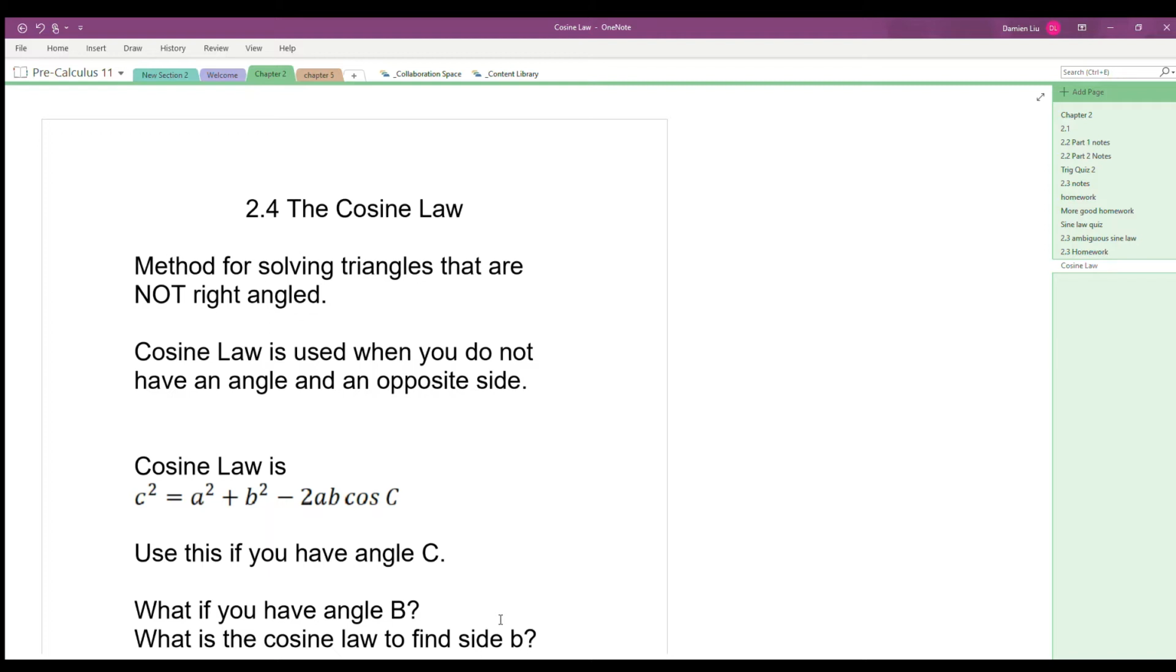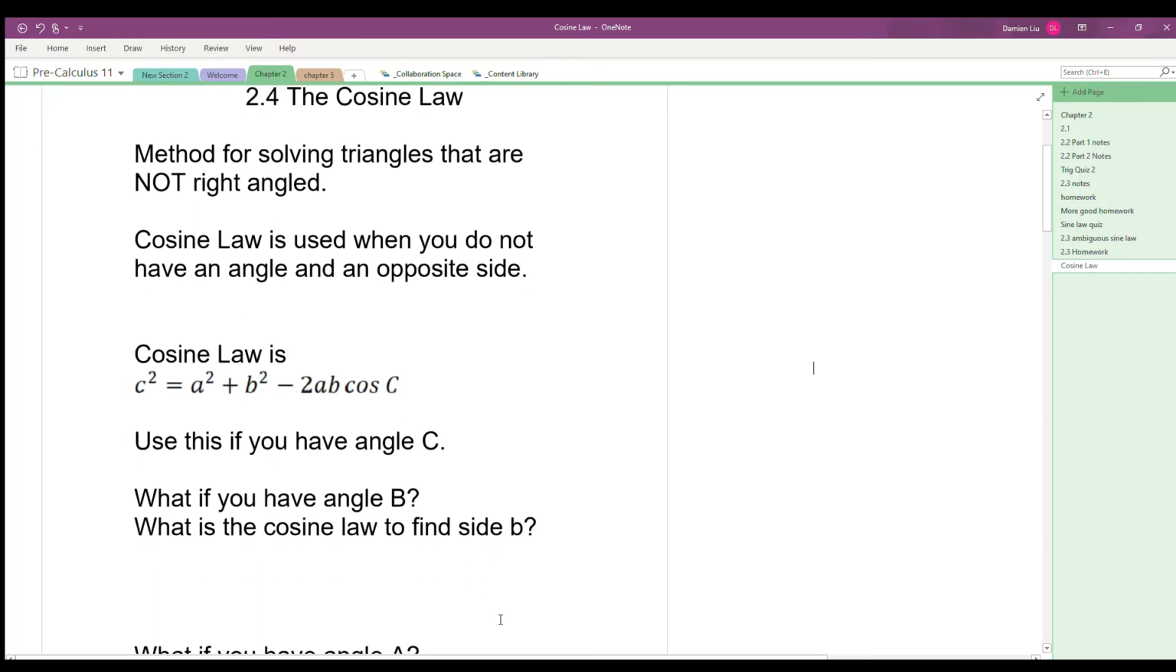Well, then what you need to do is manipulate. You need to come up with a new formula that looks like this formula, C squared equals A squared plus B squared minus 2AB cos C, but instead for side B with angle B in it. Do you think that you're able to do that? Are you able to come up with the formula for this equation? I'll let you think about it for 1 minute. I'm not asking you to rearrange it.